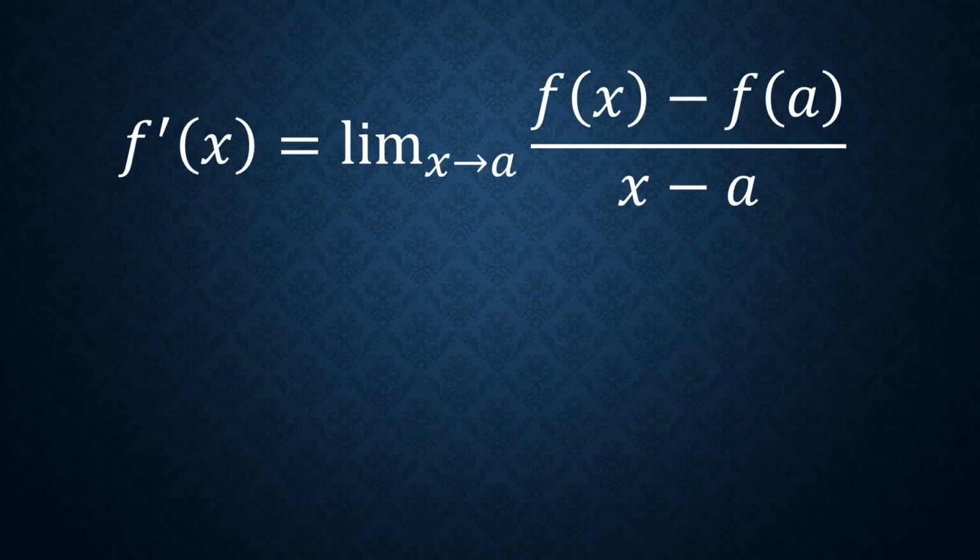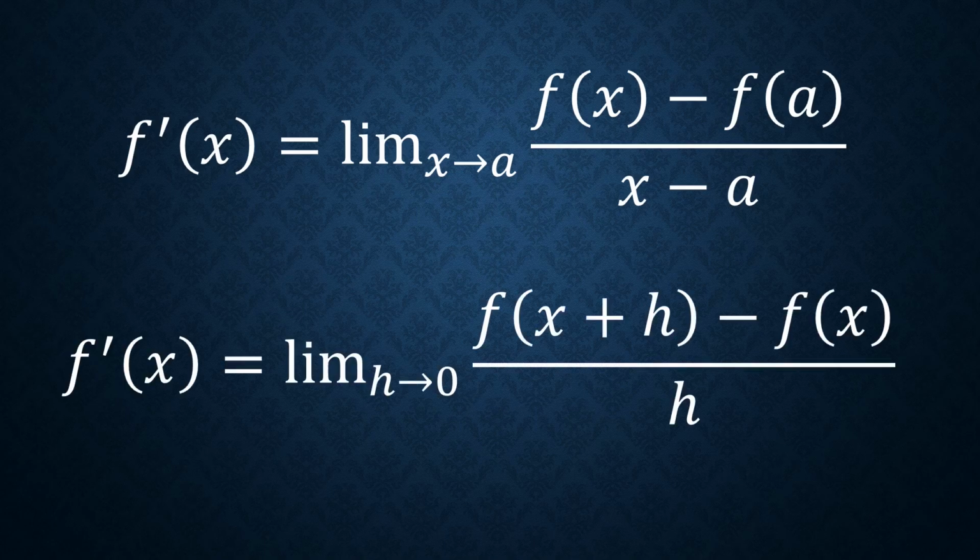So the definition of a derivative is the limit as x approaches a of f of x minus f of a, divided by x minus a. So basically finding the slope. That's our difference of the y values, f of x minus f of a, divided by the difference of the x values, x minus a. Now as x approaches a, that difference is going to be close to 0.